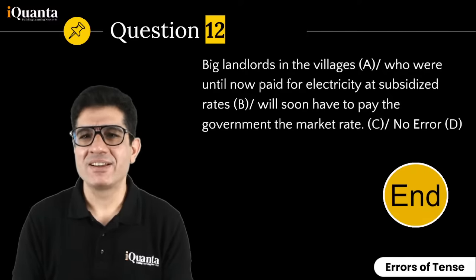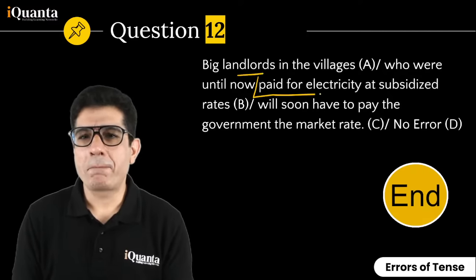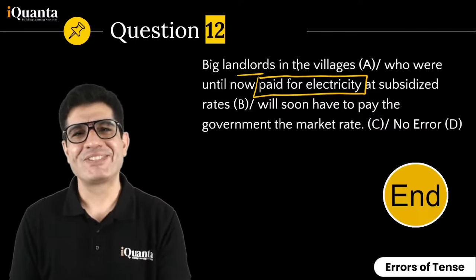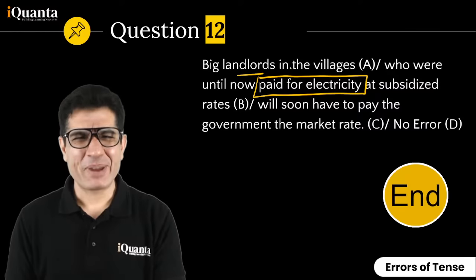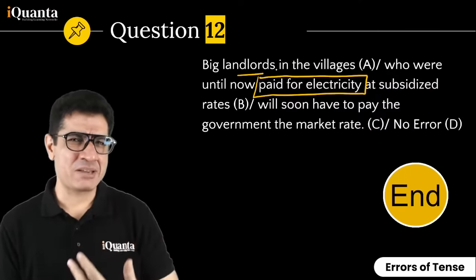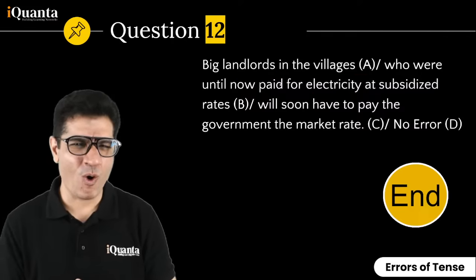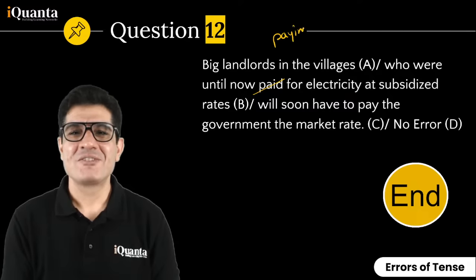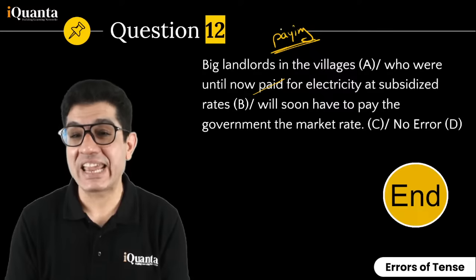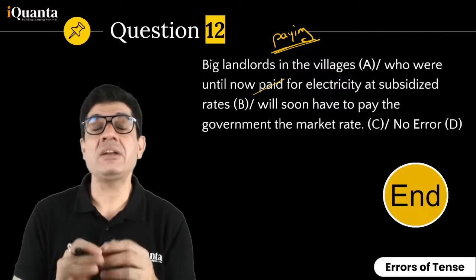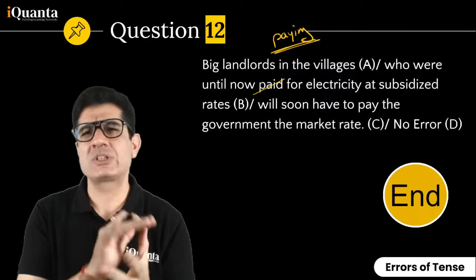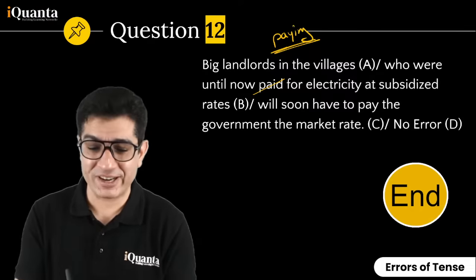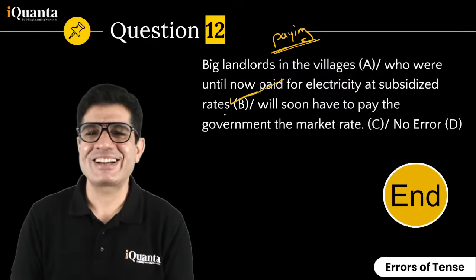Now tell me something. These landlords were paid for electricity or these landlords were paying for electricity? They were paid for electricity. They were being given money by the government to use electricity. No, they who were until now paying for electricity at subsidized rates will soon have to pay the government the market rate, the non subsidized rate. They were not paid for electricity, they were paying for it. So therefore the correct answer is B.